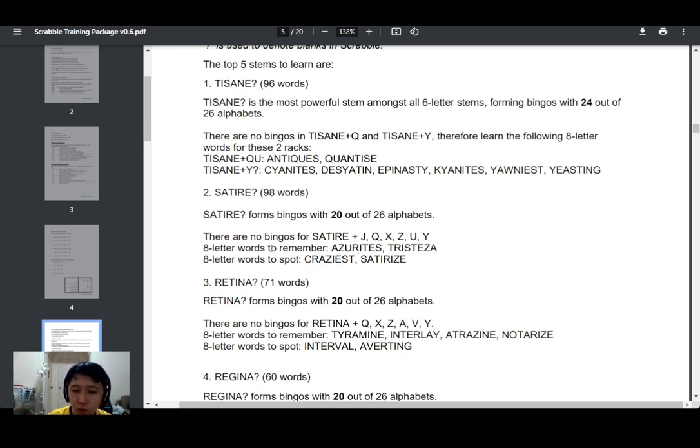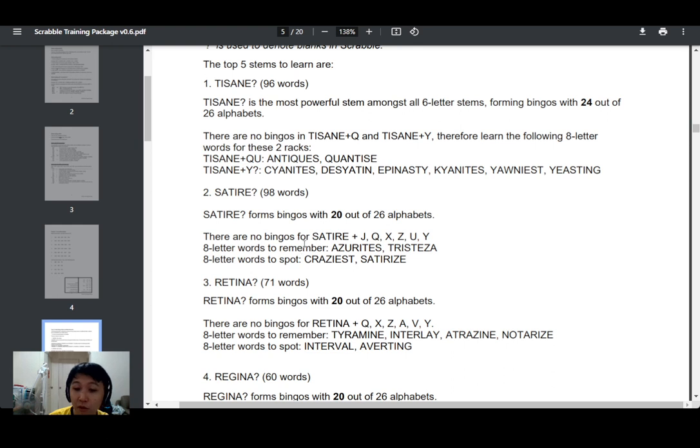So the 8-letter word to remember to prepare for satire Z or satire U is azurites, because it incorporates the Z and U that do not have 7-letter words. So you need to look for 8. Then there's also tristeza. This is just for style points. If you come across it, it is really cool. And 8-letter words to spot.